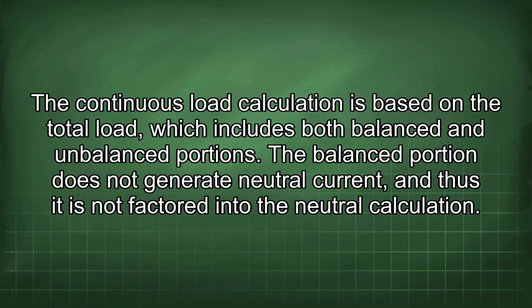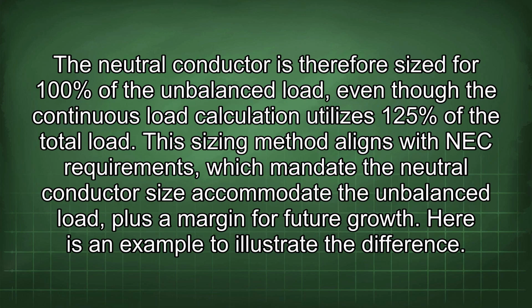The continuous load calculation is based on the total load, which includes both balanced and unbalanced portions. The balanced portion does not generate neutral current, and thus it is not factored into the neutral calculation. The neutral conductor is therefore sized for 100% of the unbalanced load, even though the continuous load calculation utilizes 125% of the total load. This sizing method aligns with NEC requirements, which mandate the neutral conductor size accommodate the unbalanced load, plus a margin for future growth.